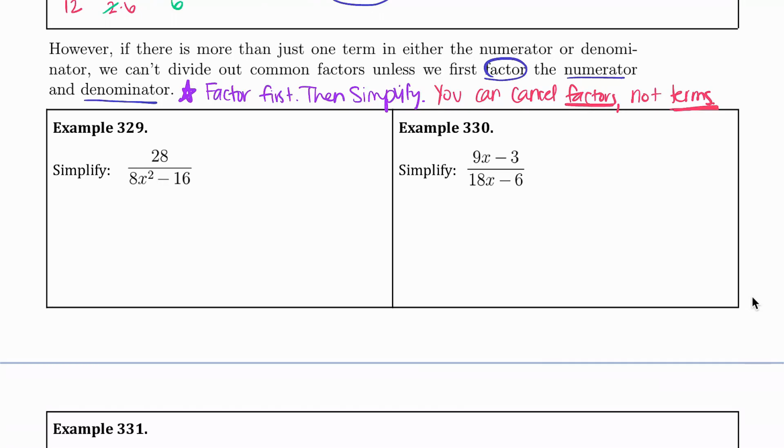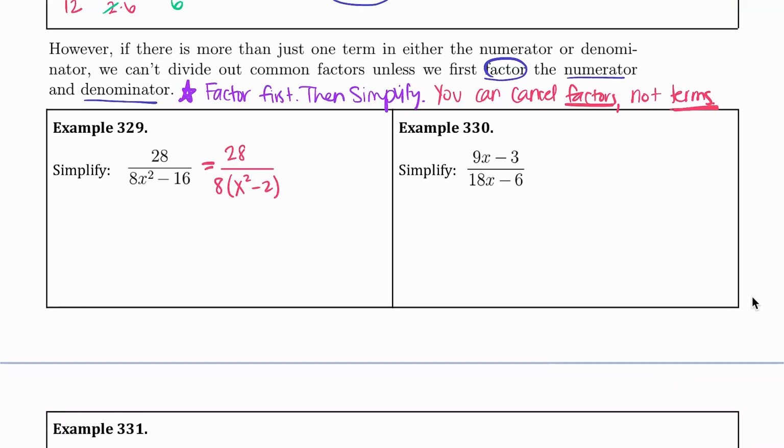Okay, so example 329, if we factor this, well, our numerator we can't really do anything with. There's just a 28 there, so we're going to leave that alone. Our denominator, we always look for a GCF first. It has a greatest common factor of 8. So I'm going to end up with 8 times x squared minus 2.